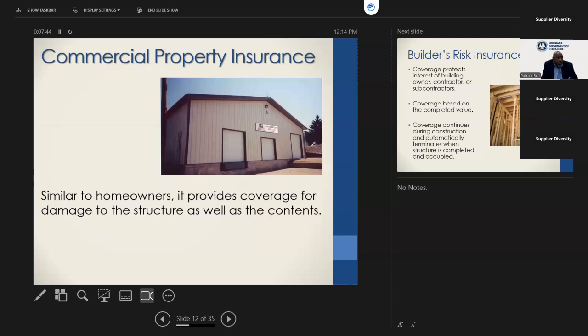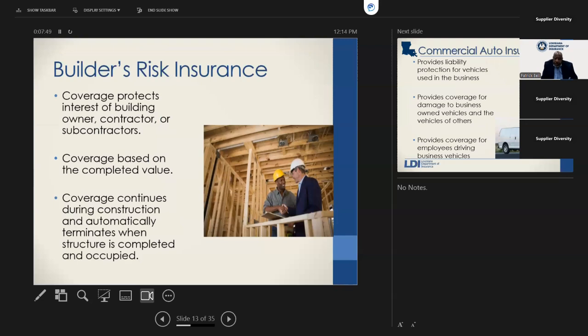Okay, builder's risk insurance is a special type of commercial property insurance, and that is for those buildings and so forth that are under construction or under major renovation. It provides protection for the interests of a building owner, contractor, or subcontractors. The coverage is based upon the completed value, and it continues during construction and automatically terminates when the structure is either completed or occupied. The thing is, you can't get insurance other than builder's risk on a building that's under construction. All right. So you need some type of protection.